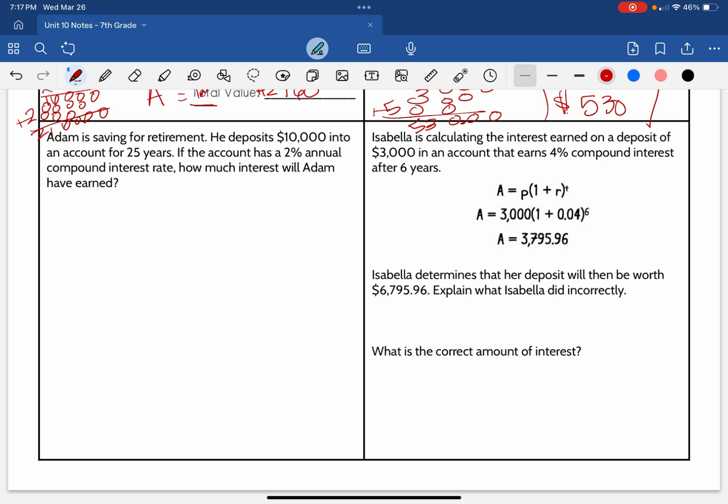Adam is saving for retirement. He deposits $10,000 into an account for 25 years. If the account has 2% annual compound interest, how much interest does he pay? So we have to do 2 things here because they want to know what the interest is, and this formula we use gives us the total. So A equals P times 1 plus R to the T.